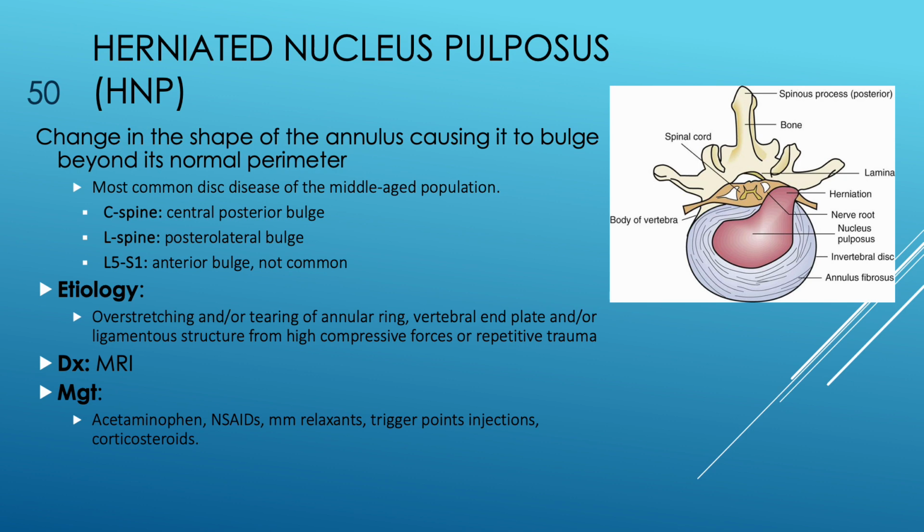Location and characteristics in the cervical spine. Central posterior bulge often occurs. In the lumbar spine, a posterior lateral bulge. In L5, S1, an anterior bulge, which is less common.